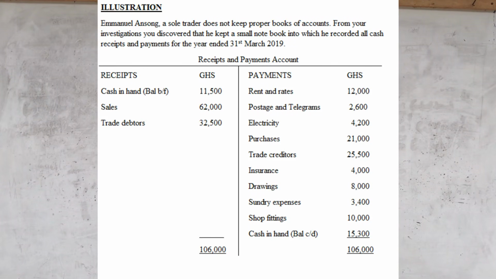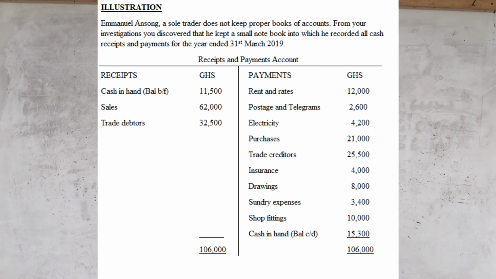Emmanuel Anson, a sole trader, does not keep proper books of accounts. From your investigations, you discovered that he kept a small notebook into which he recorded all cash receipts and payments for the year ended 31st March 2019. So these are his receipts and payment accounts.